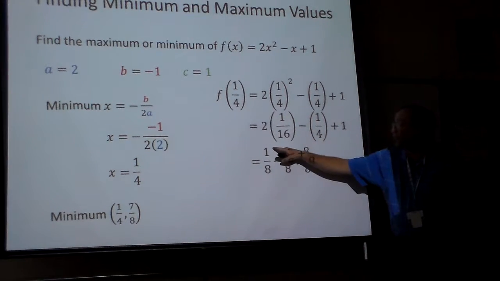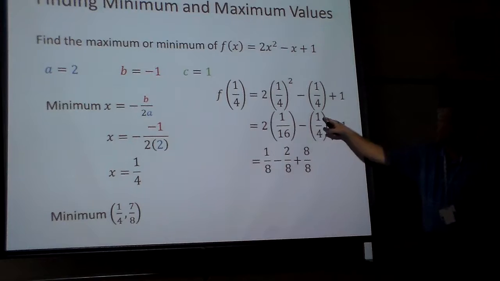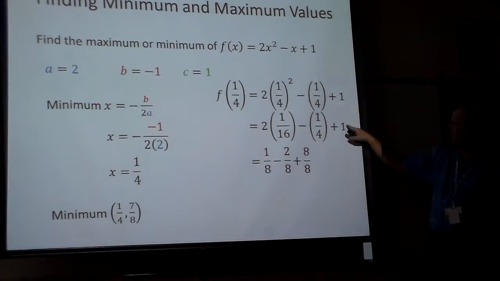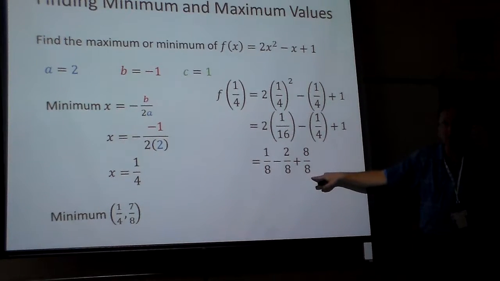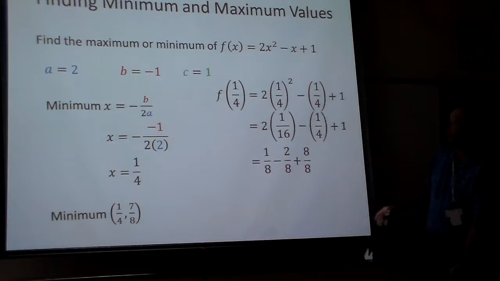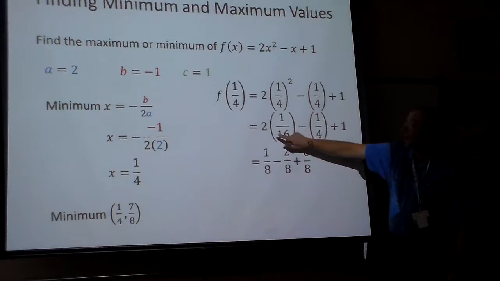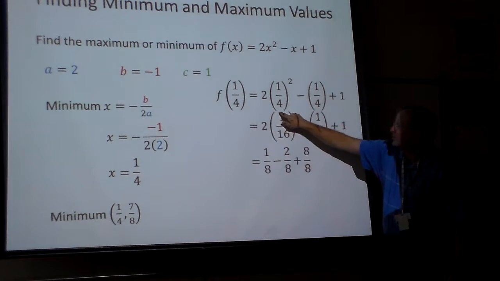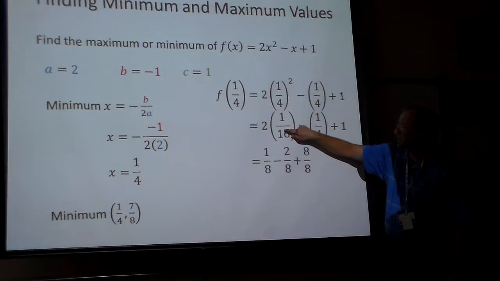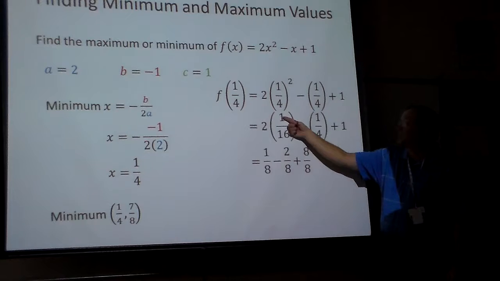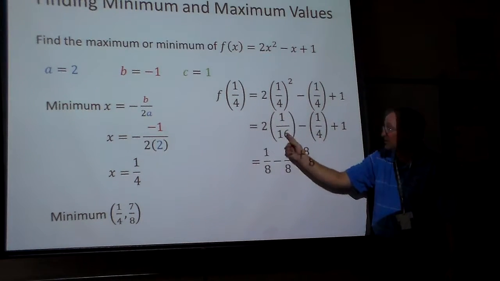2/16 is the same thing as what? 1/8. 1/4 is the same thing as what? 2/8. And 1 is the same thing as what? 8/8. I see the look of confusion, everybody. 1/4 squared is 1/16. I multiply it by 2. That makes it 2/16. 2/16 is the same thing as what? 1/8. Because 2 will go into each of them. 2 goes into 2 once, and into 16 8 times.